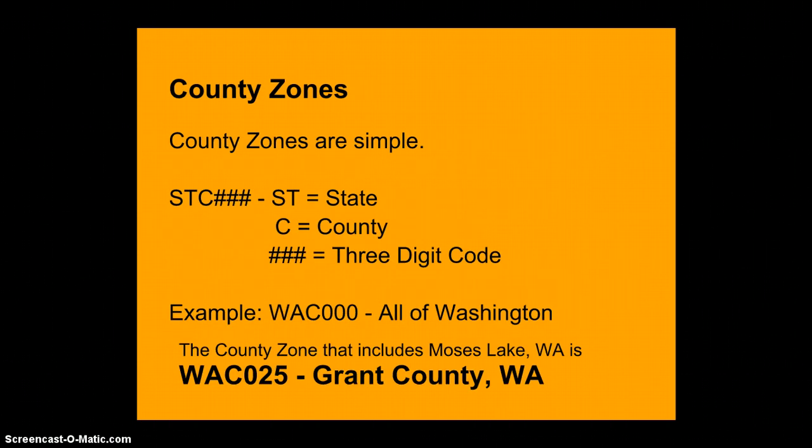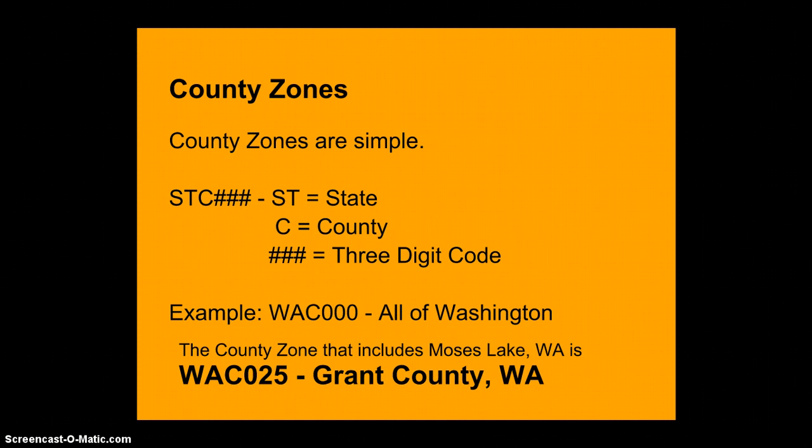County zones are simple, and they are used for severe thunderstorm warnings and watches. They are used for other severe weather warnings. They're used for non-weather emergency messages as well. Washington County Zone 000, sometimes those will be used for statewide alerts. In the state of Washington, they use the Emergency Operations Center to broadcast the Amber Alerts. So they will use that.